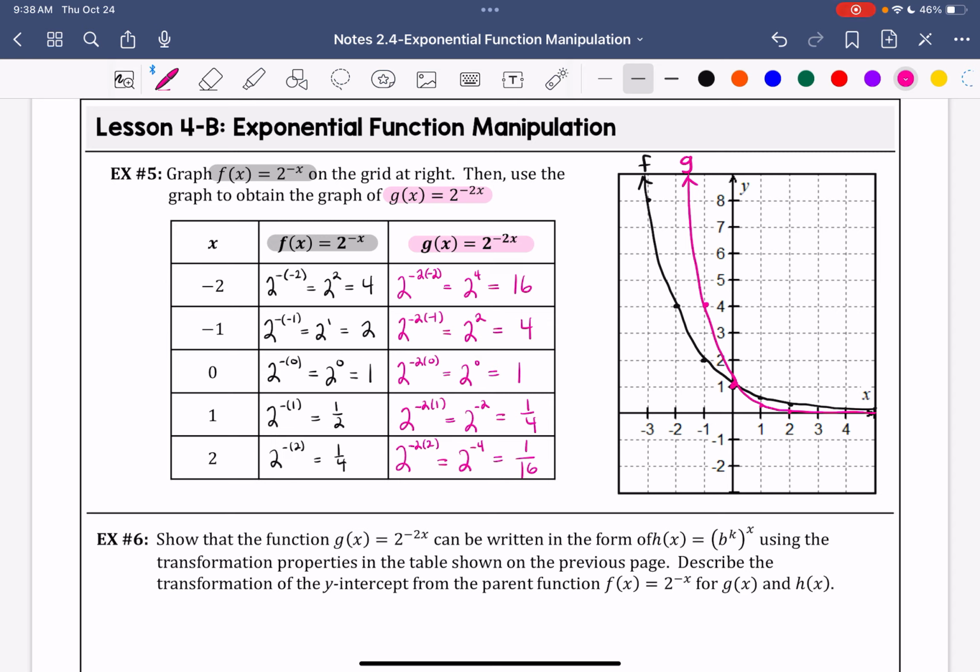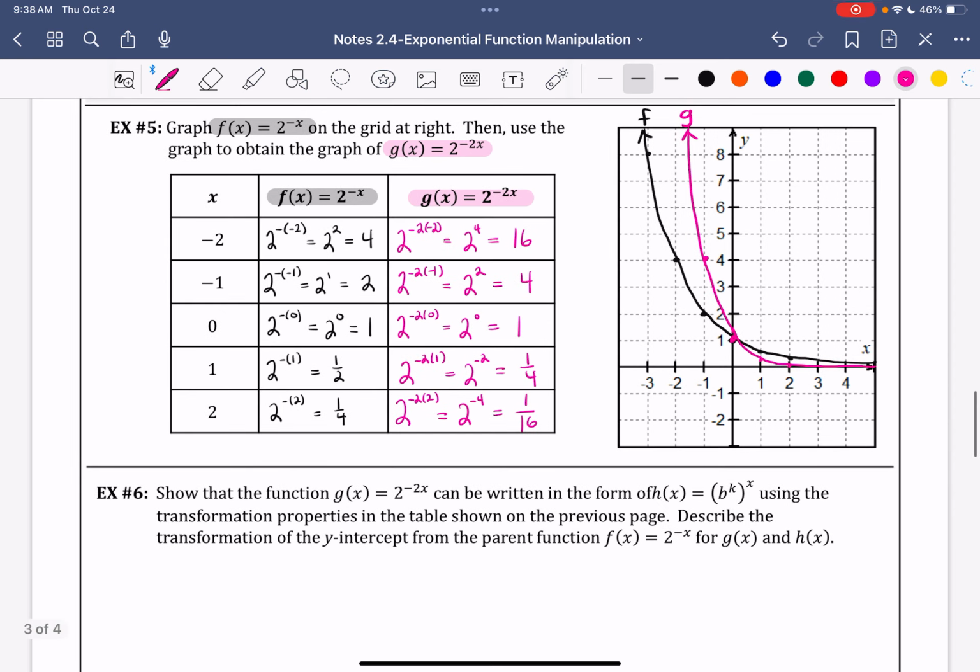Okay, so example 6 says, show that function g of x equals 2 to the negative 2x can be written in the form of h of x equals b to the k, and then that whole thing raised to another power, using the transformation properties in the table shown on the previous page. Describe the transformation from the parent function to each of these. I'm going to try to keep my colors consistent. So g of x is in pink. They want us to rewrite it as h of x equals b to the k and then raised to another power.